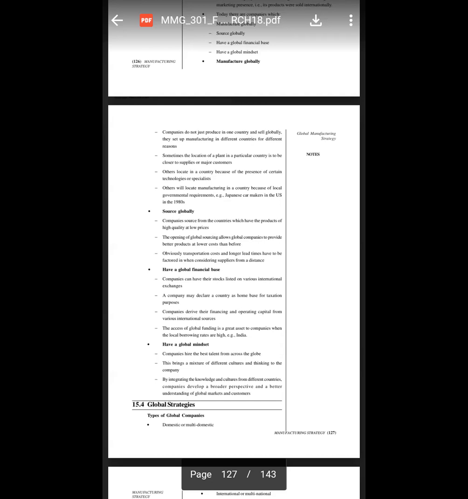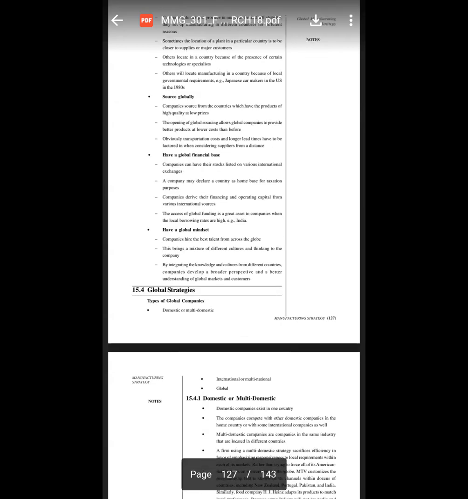Now, companies derive their financing and operating capital from various international sources. Access to global funding is a great advantage to companies when domestic borrowing rates are high. Have a global mindset. Companies hire the best talent from across the globe. This brings a mixture of different cultures and thinking to the economy, to the country. By integrating the knowledge and culture of different countries, companies develop broader perspectives and a better understanding of global markets and customers.